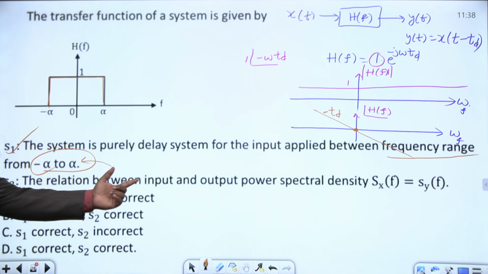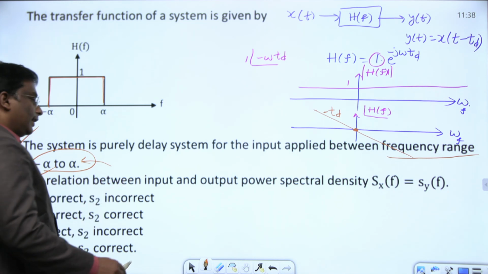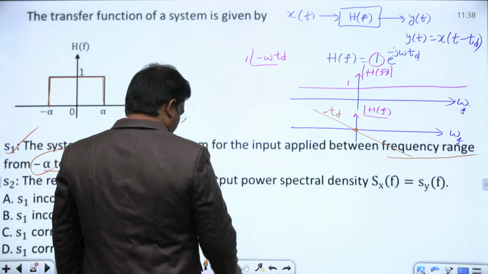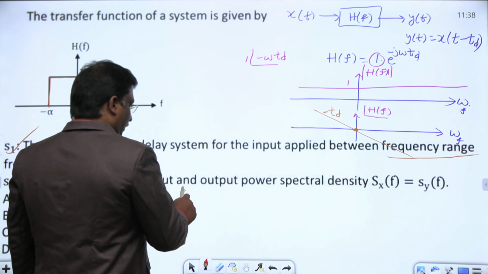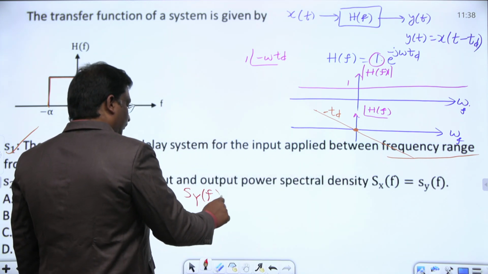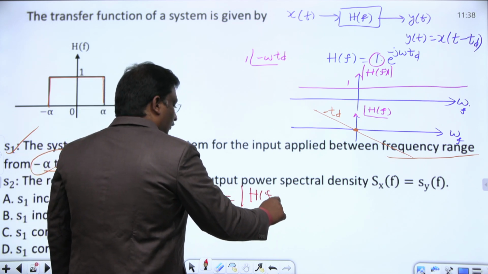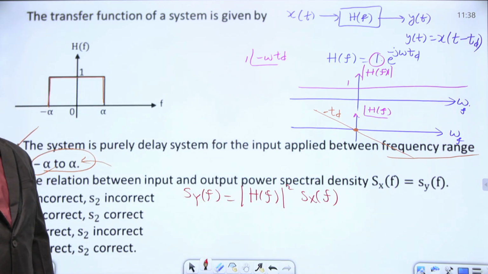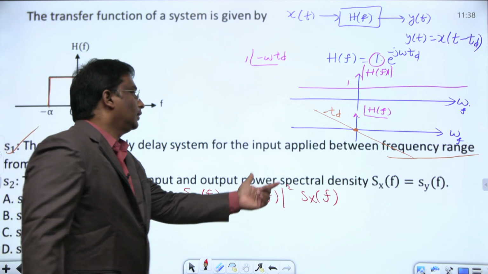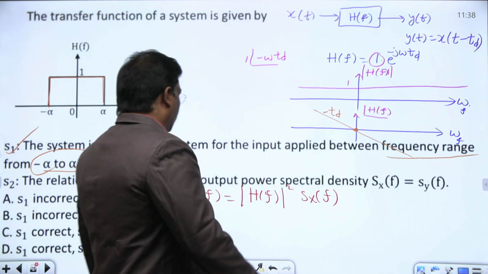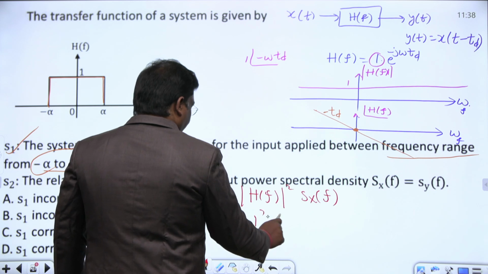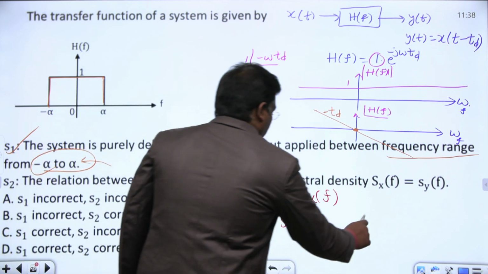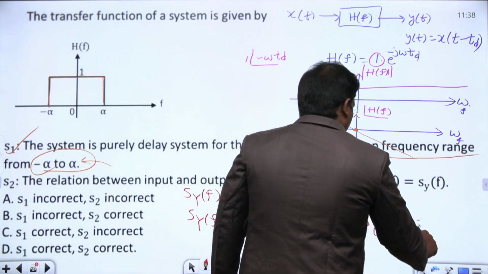Now, the relation between input and output power spectral densities. What is the relation between power spectral densities? If I talk about power spectral density, notice here Sy of f is nothing but modulus of h of f squared into Sx of f. This is the relation between input power spectral density and output power spectral density. And here this magnitude of h of f is always 1. Therefore 1 squared is nothing but 1, so Sy of f equals Sx of f itself here.